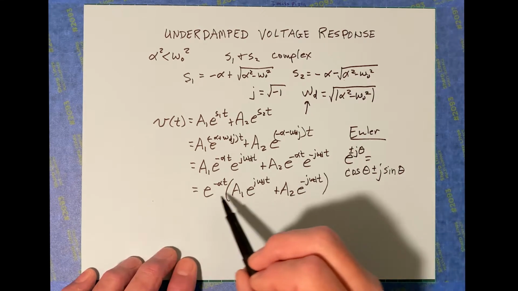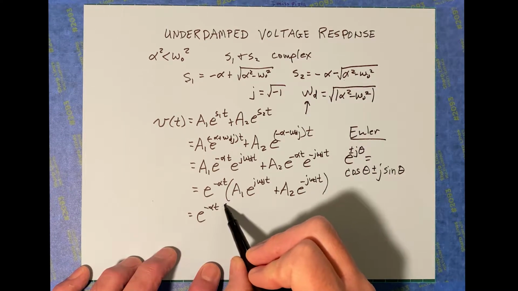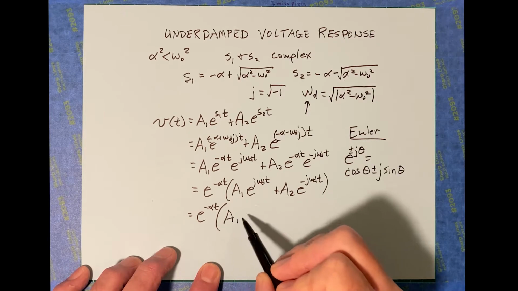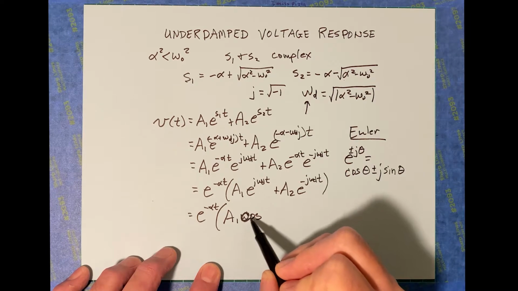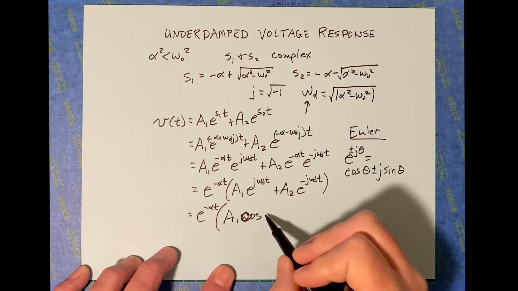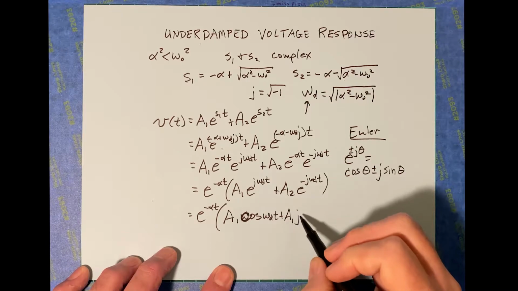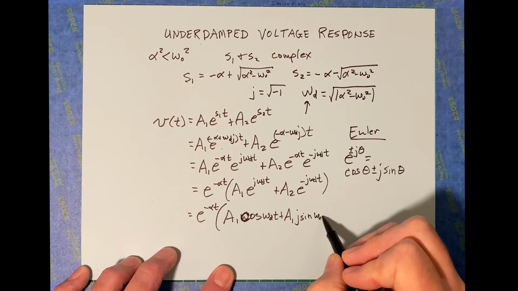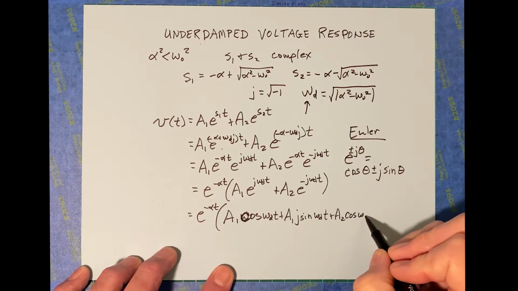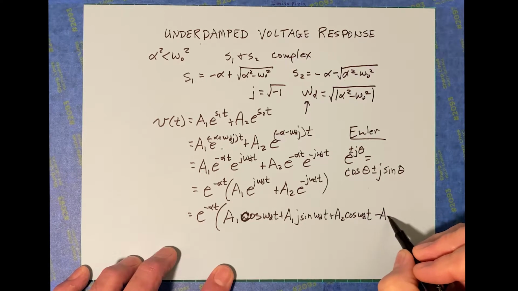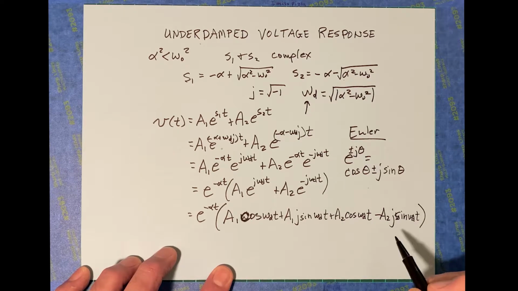Okay, so let's go ahead now and make that substitution, and we end up with e to the minus alpha t, and now we're going to have A1 cosine, please understand that's a cosine there, cosine omega sub d t plus A1 j sine omega sub d t plus A2 cosine omega sub d t minus A2 j sine omega sub d t. There.